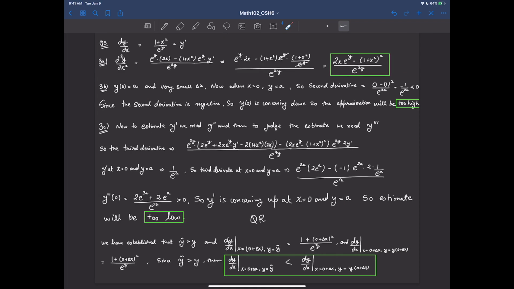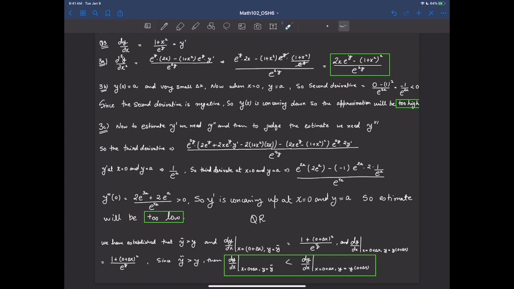Question 3 is relatively quick, very easy to understand what's happening here. What we're trying to do in this case is use Euler's method to figure out whether our estimate is too high or too low. They were very nice about this. They didn't ask you to solve much of the stuff, but just to conclude things.